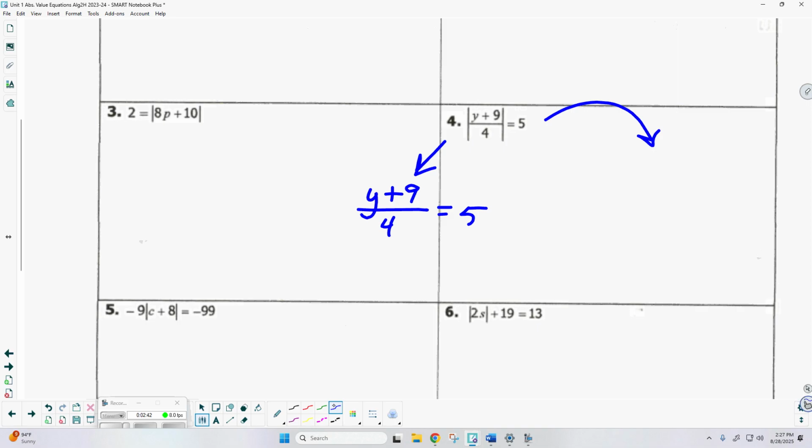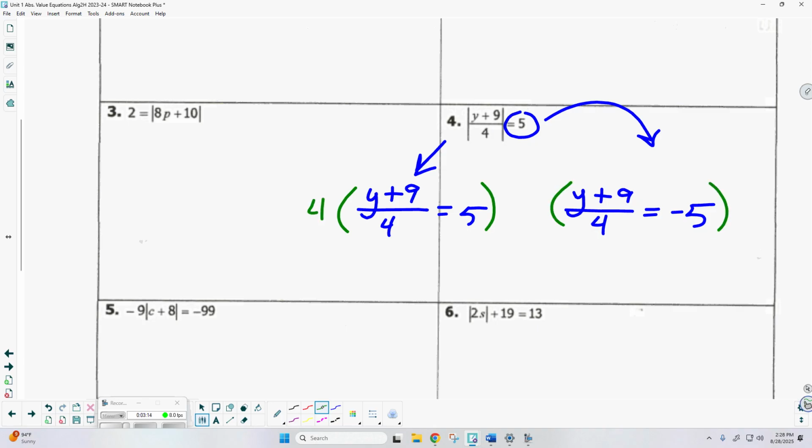Okay. Now, what changes for the second equation? There you go. The only thing that changes is your constant is going to switch signs. So this is going to be (y + 9)/4 is equal to negative 5. And then all you've got to do is solve the equations. Now the first thing I would do is what? I'd multiply by 4, get rid of that fraction. So multiply by 4.